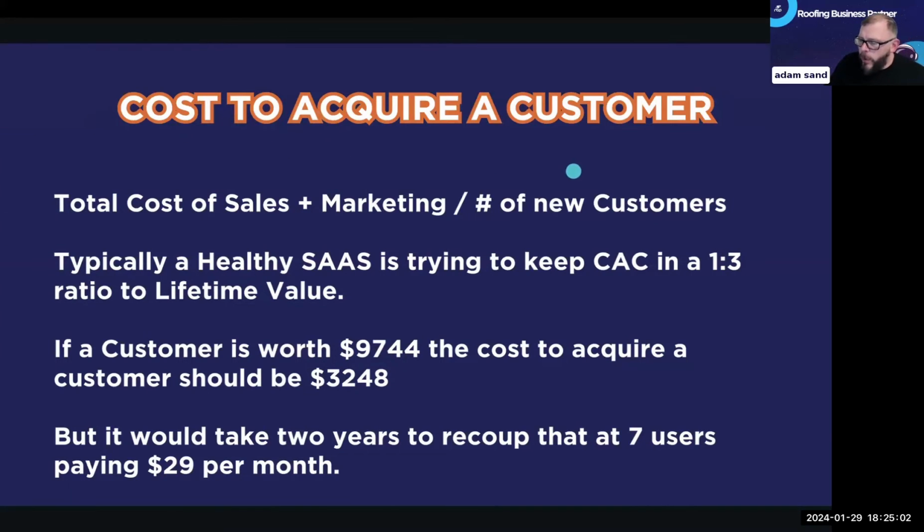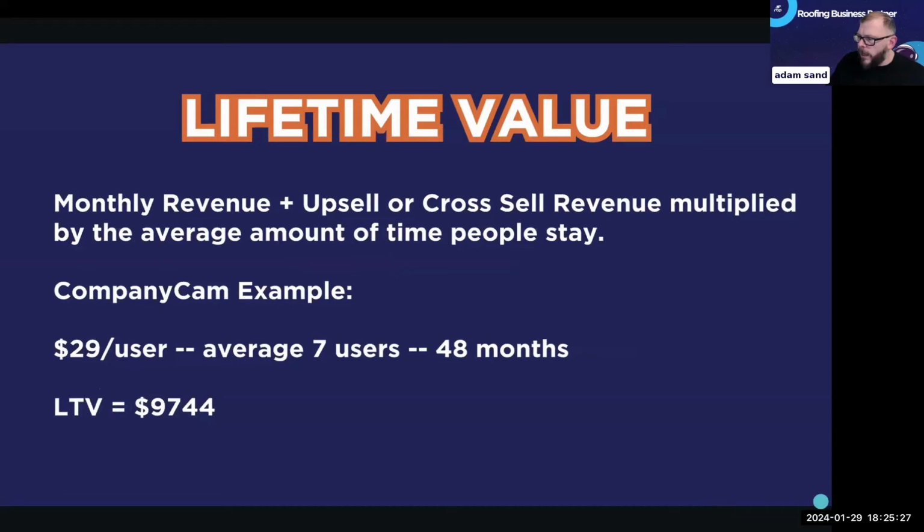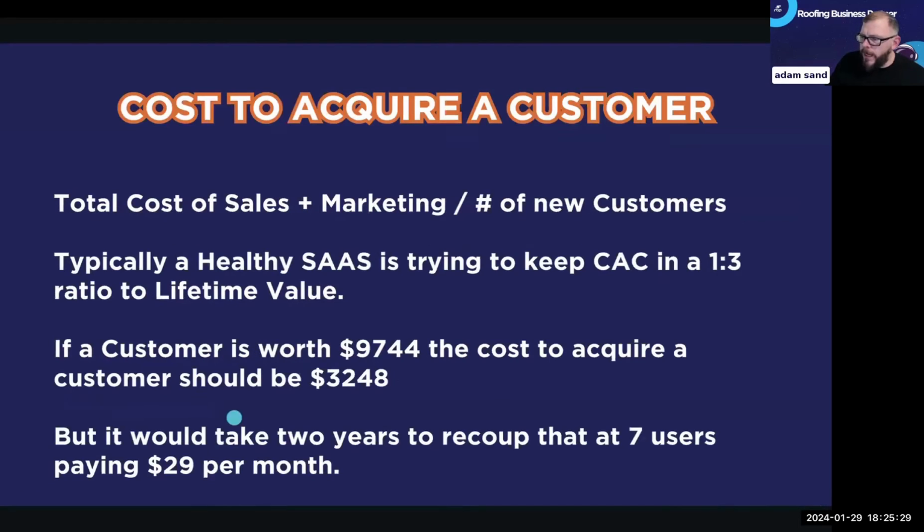So, cost of acquiring customers. We talked about churn. We talked about lifetime value. Now the cost of acquiring a customer: the total cost of sales and marketing divided by the new customers. A healthy software as a service business is trying to keep the cost of acquiring a customer in a 1-to-3 ratio to lifetime value. What that means is, if a customer is worth the $9,744 that we talked about here, right? They want to be spending $3,248 or less to acquire a customer, which they do. They do spend that.